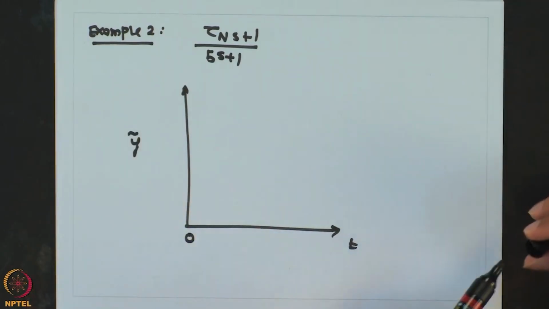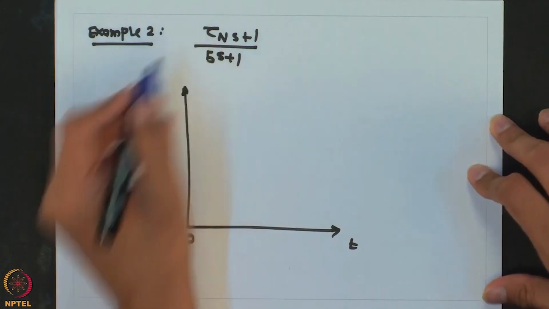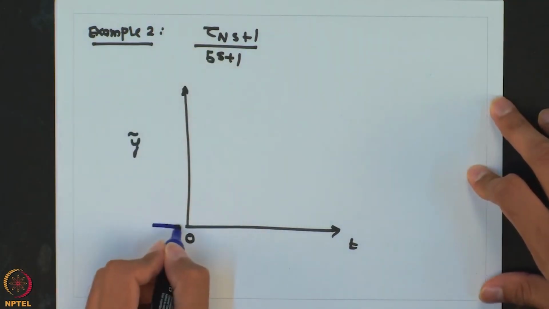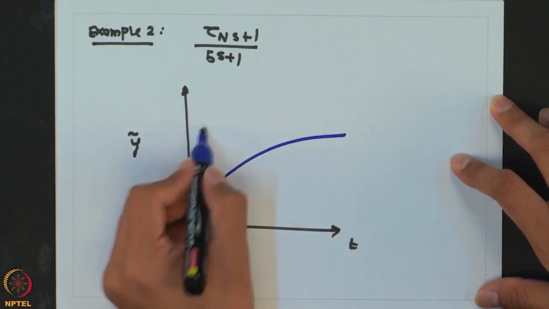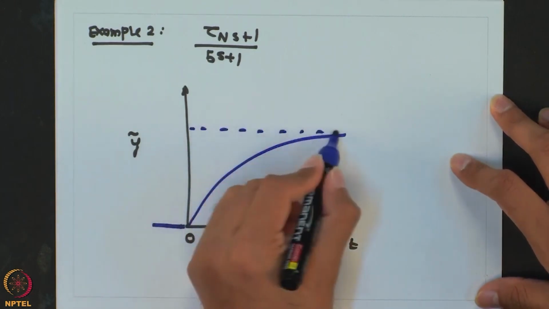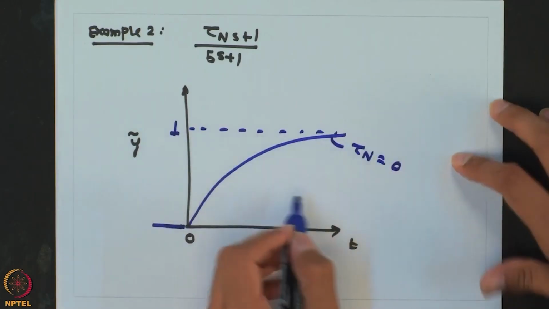And again we can try to find out the response. When tau n is equal to 0, we will have 1 over 5s plus 1. So, the response stays at 0 and then goes to 1 as a first order response. So, this is when tau n is equal to 0.